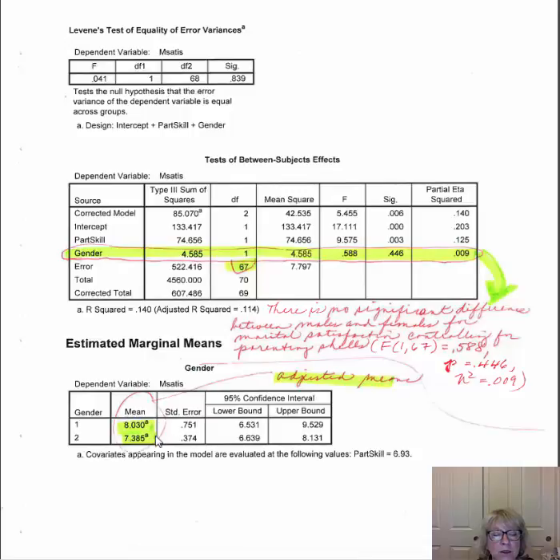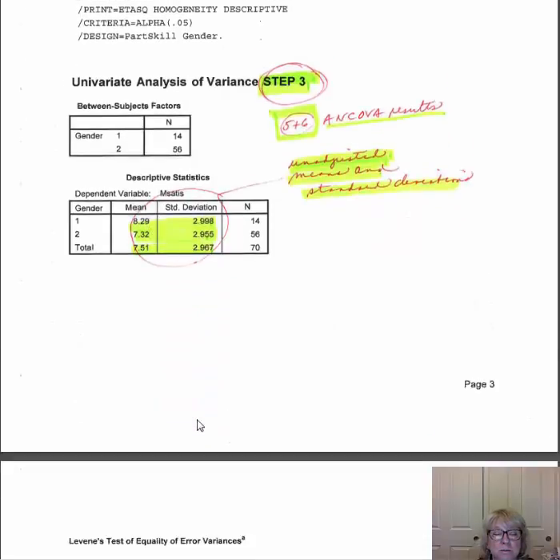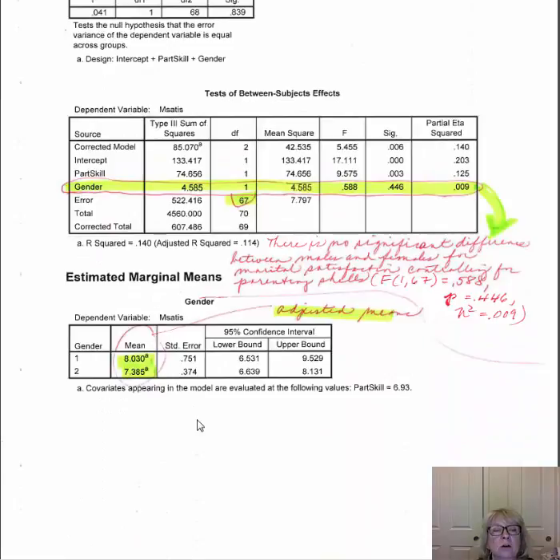The last thing you get in the output are your adjusted means. Notice that the mean for males is 8.03, and this is a bit lower than what the unadjusted means are. And those are your results.